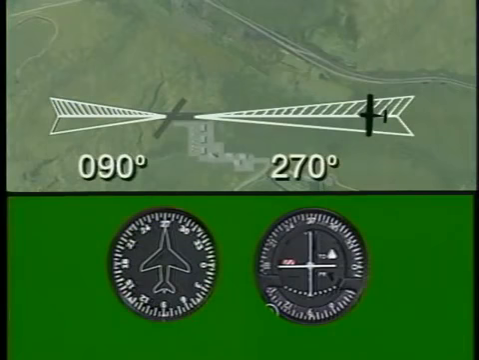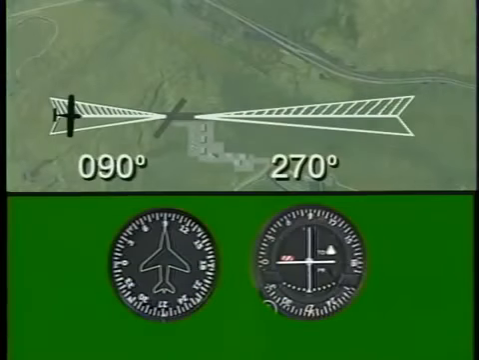A simple rule to remember is that whenever you're flying on the same heading as the front course, normal sensing occurs. This means that when you are inbound on the front course or outbound on the back course, you correct toward the needle.